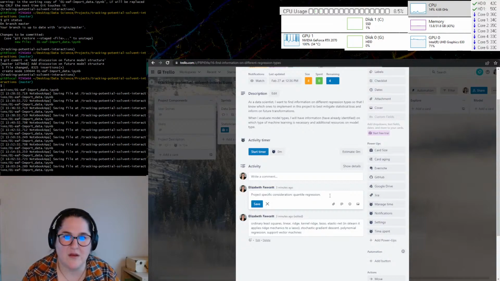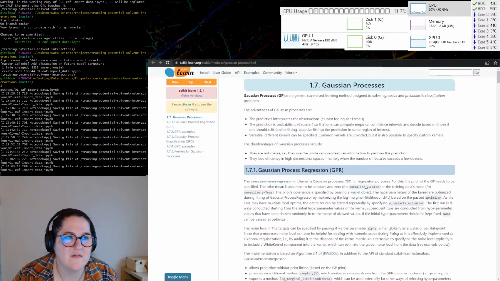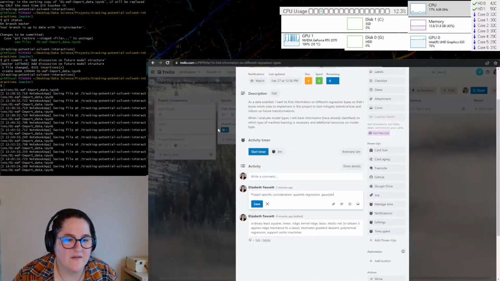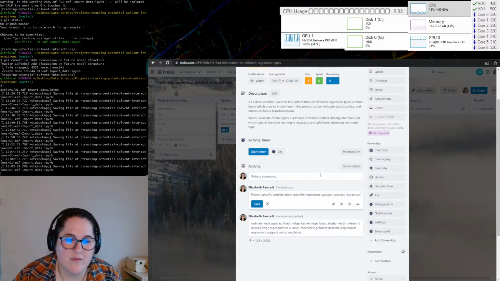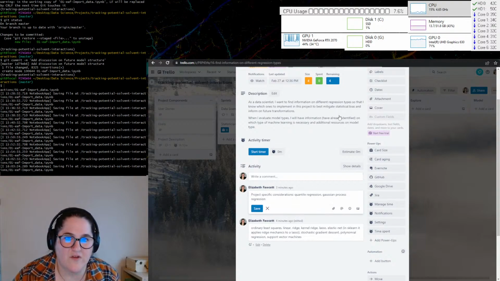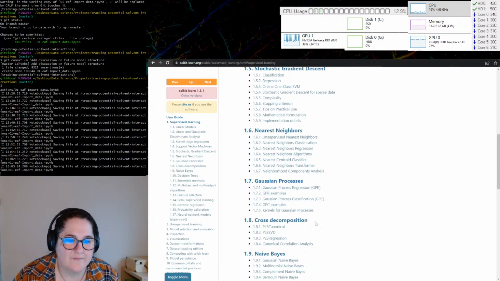So I have the quantile regression. Let's do Gaussian processes. We want to look at a Gaussian process regression. And these are, again, project specific considerations. That means that I have hand-picked these particular things for machine learning. And then here you can see that there's a kernel for Gaussian processes as well. So if we see that our kernel ridge does better, maybe a kernel Gaussian process will do better as well.